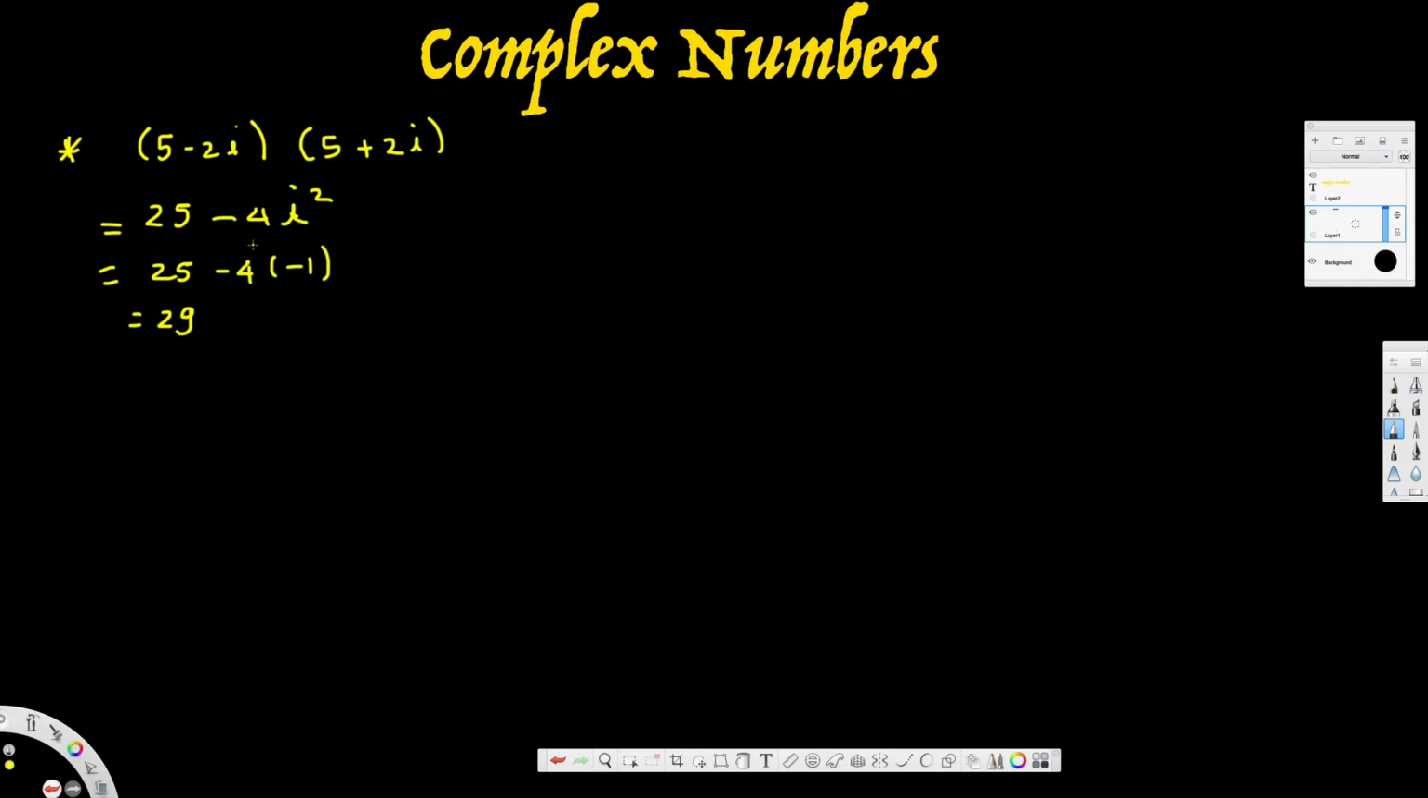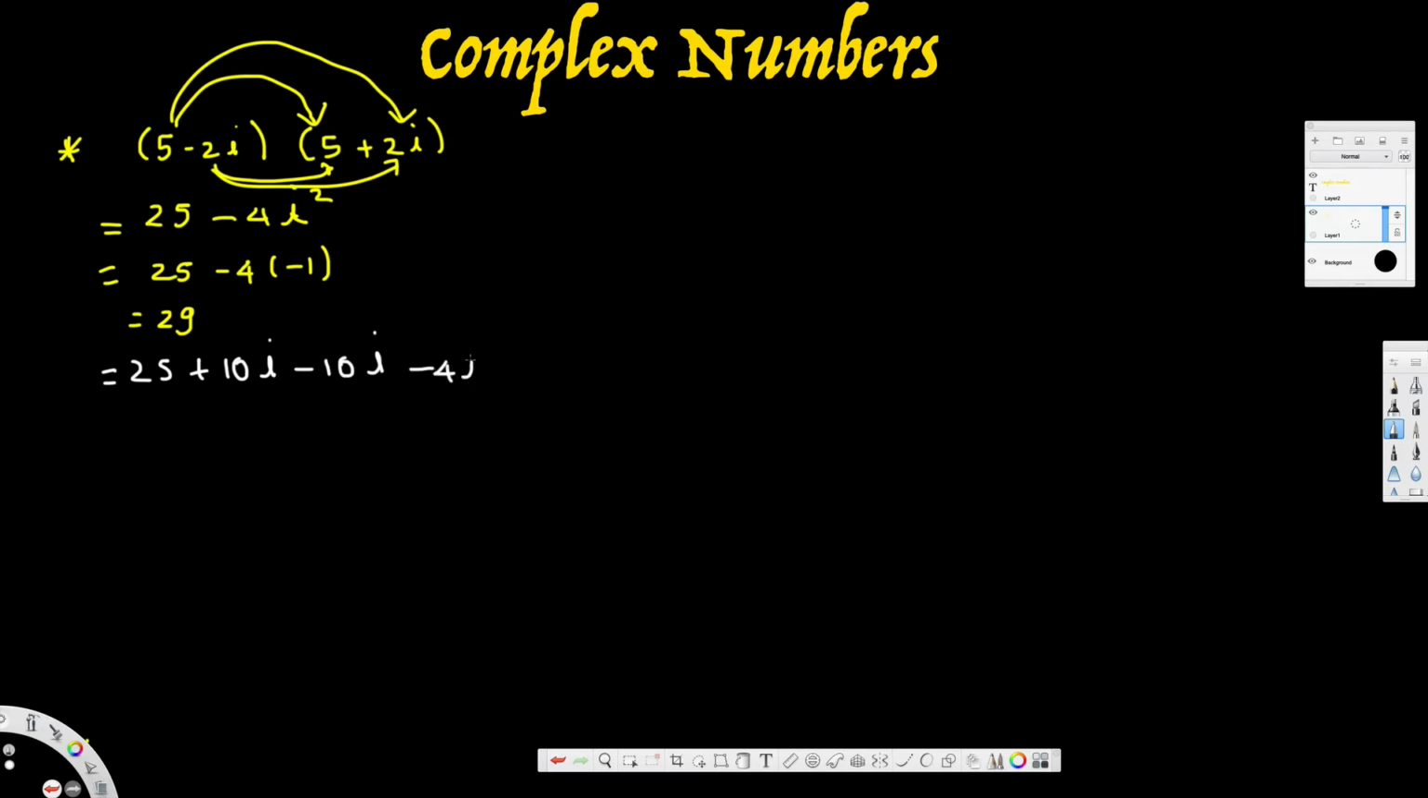Now you can also go ahead and do it the long way. To do it the long way, you have to FOIL it. Let's try that one as well. 5 times 5 is 25. 5 times 2i is plus 10i, and minus 2i times 5 is minus 10i, and then minus 2i times plus 2i, that is minus 4i square. And you can see the middle two terms cancel.